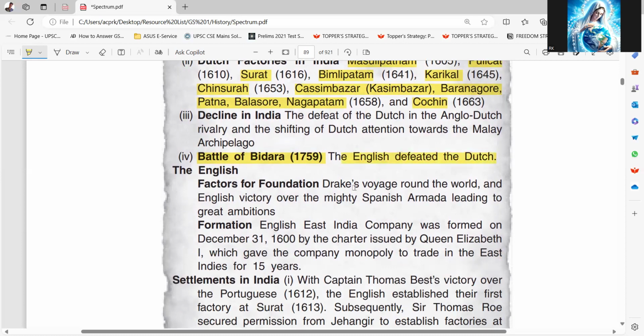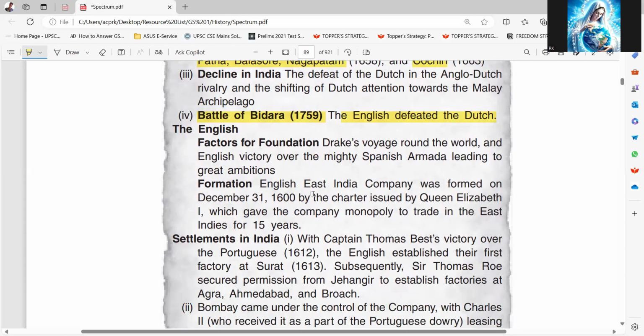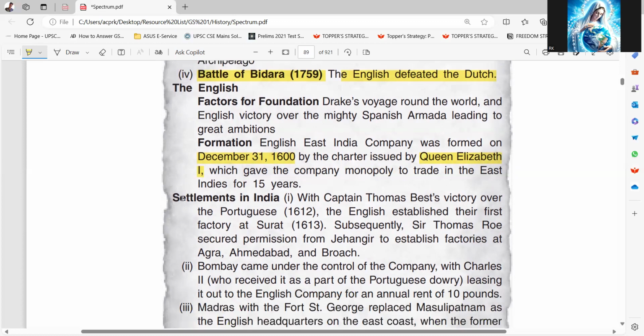Factors for foundation. Drake's voyage around the world, and English victory over the mighty Spanish Armada leading to great ambitions. Formation. English East India Company was formed on December 31, 1600 by the charter issued by Queen Elizabeth I, which gave the company monopoly to trade in East Indies for 15 years.